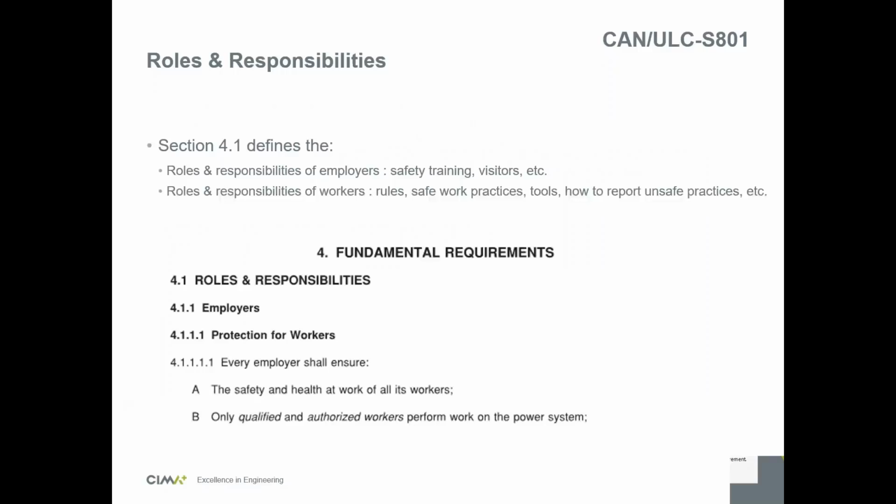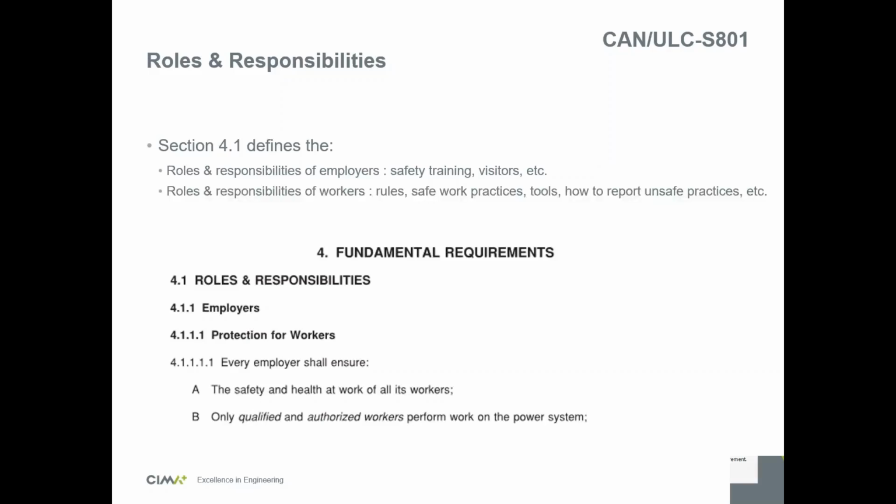So section 4.1 defines the roles and responsibilities of the employers. So how and when to provide safety training, how to handle visitors. And then it also states the roles and responsibilities of the workers. So what are the rules? What are the safe work practices, the tools, how to report unsafe practices, etc.